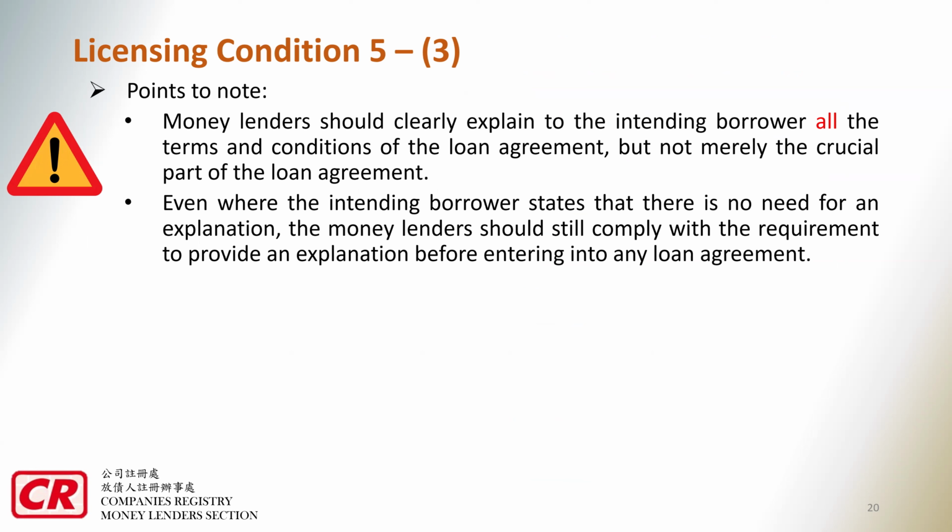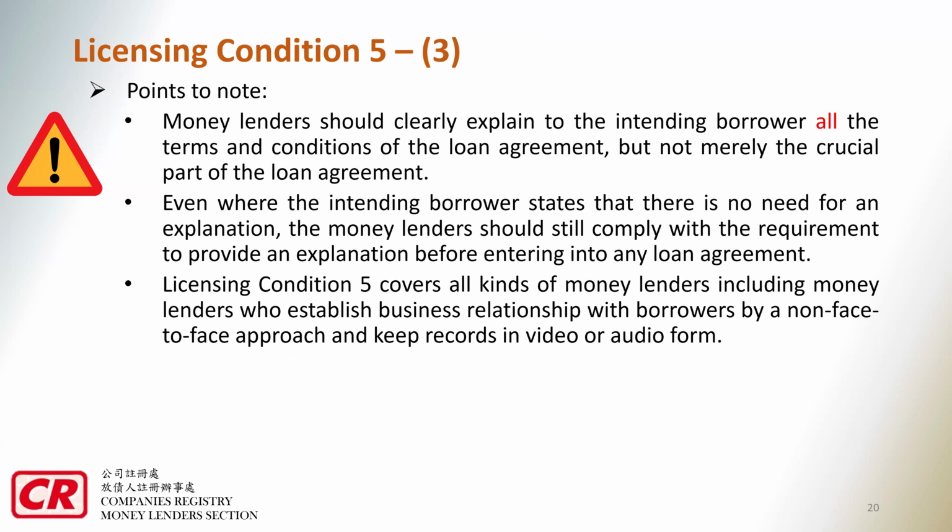Secondly, even if the intending borrower states that there is no need for an explanation, the moneylender should still comply with this requirement to provide an explanation before entering into any loan agreement. And Licensing Condition 5 covers all kinds of moneylender, including moneylenders who establish business relationship with borrowers by a long face-to-face approach and keep records in video or audio form.